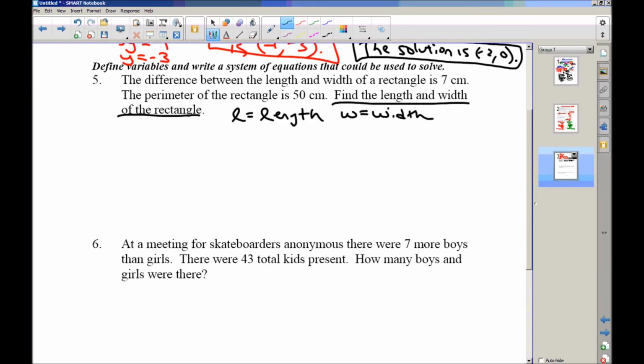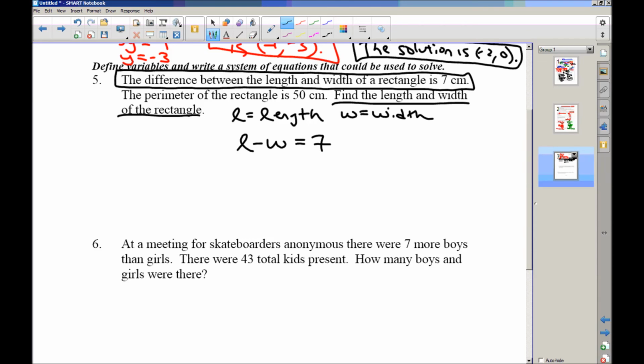And then we use our other sentences to write two equations. So our first one says the difference between the length and width is 7 centimeters. That means if I subtract the length and width from each other, the difference is the answer to a subtraction problem, I should get 7. Now it doesn't really matter which one you put first here, but this would be fine. We could say length minus width is 7. So the difference between these two, usually we'll put the left one first.